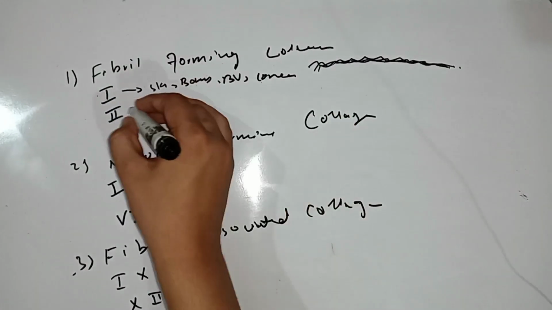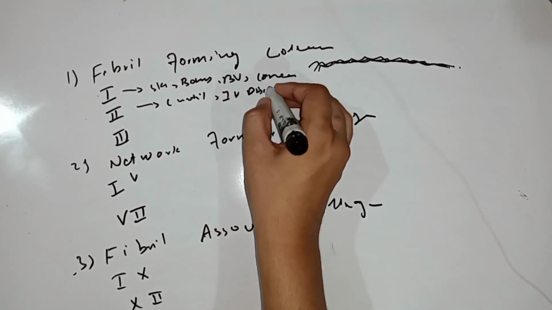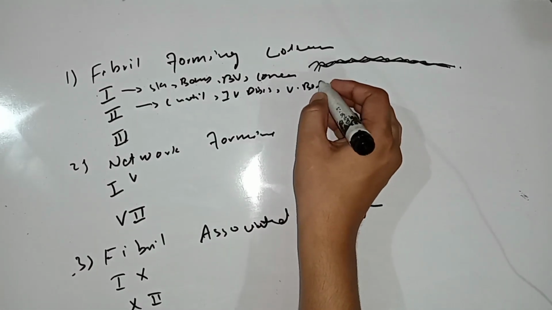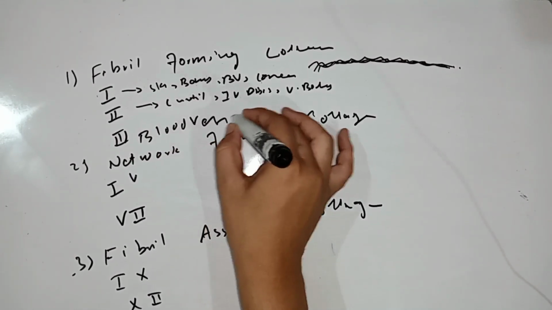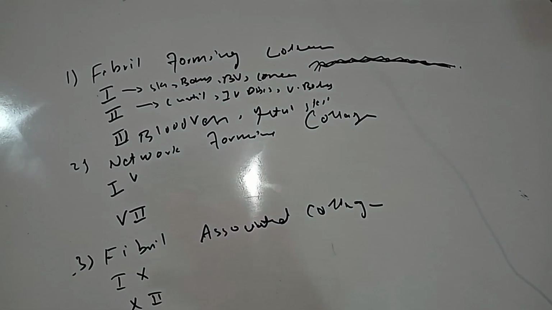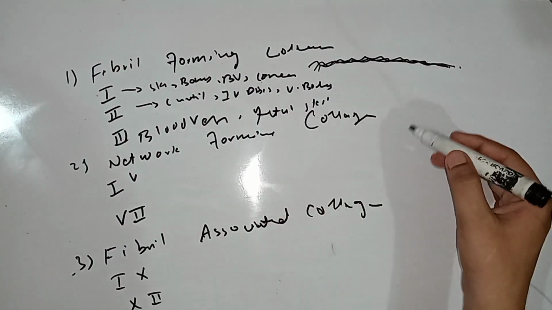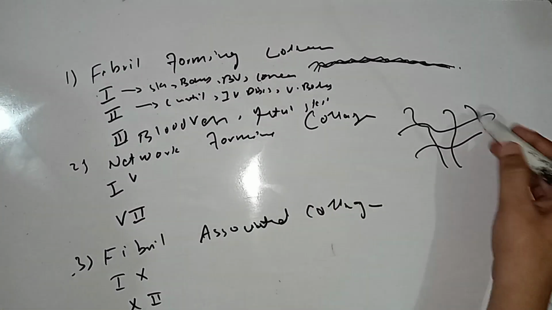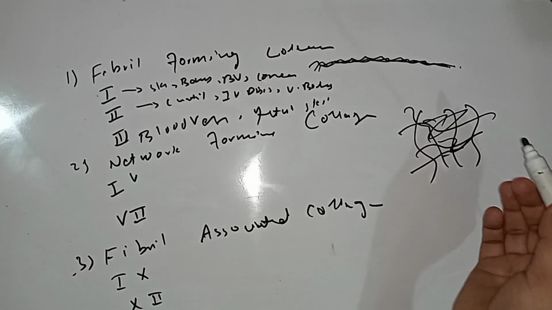Type 2 collagen is principally found in the cartilages, intervertebral discs and vitreous body. Type 3 collagen is found in the blood vessels and skin, and principally fetal skin. Now coming towards type 4 collagen, which is network forming collagen. Network forming collagen forms 3D networks. They form a 3D network of the collagen fibers, and they don't exist in the form of distinct fibrils.